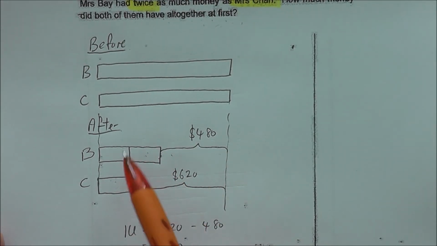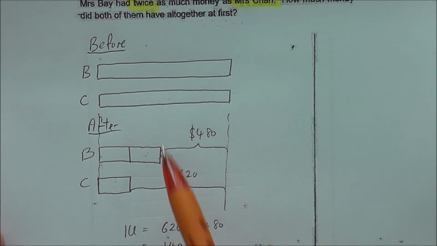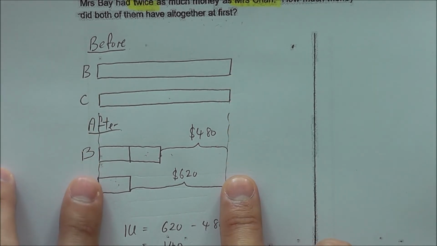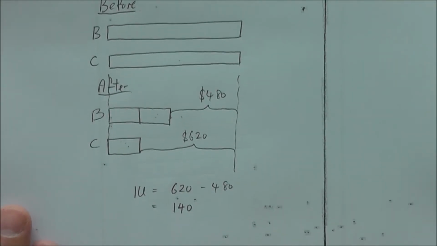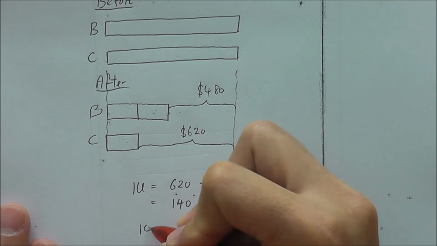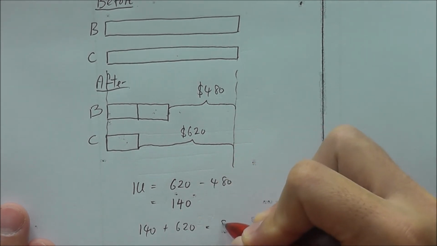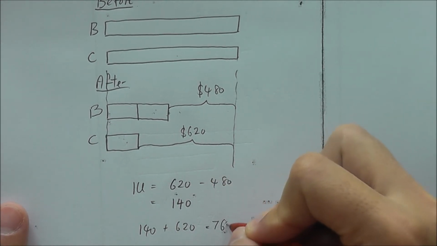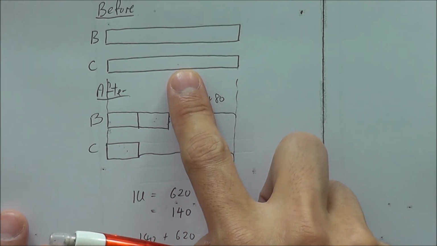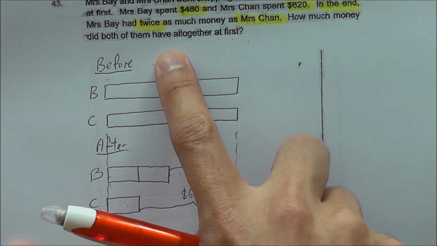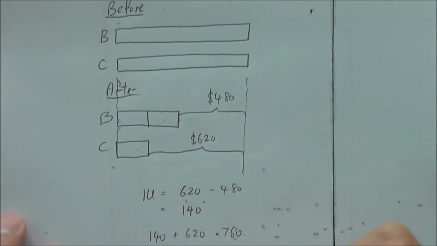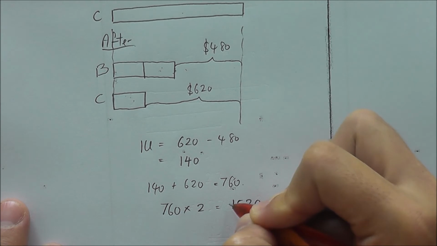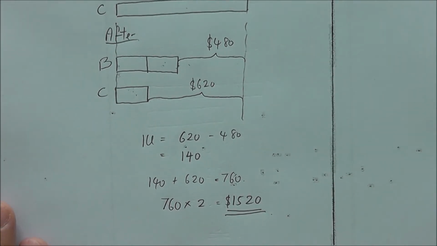Okay, so how much money did both of them have altogether at first? Okay guys, let me just find out how much money Mrs. Chan has at first. Isn't it just 1 unit plus 620? You see, we want to find this, right? If you bring it down, it's just 1 unit plus 620. Okay, so we just do this. 140 plus 620, I will have 760. And this is what Mrs. Chan has at first. But we want to find out both of them. How much do both of them have altogether at first? So what I need to do is take 760 times 2. I'll get 1520. Okay? So that will be the answer.